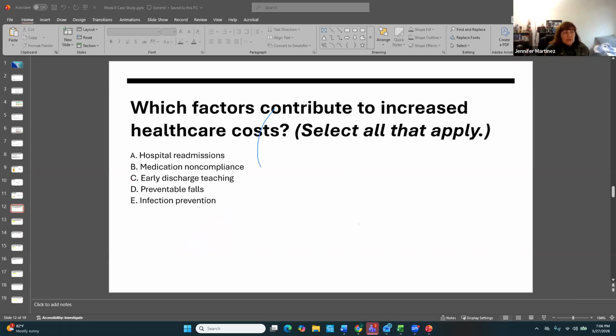Which factors contribute to increased healthcare costs? Select all that apply. So we have hospital readmissions, medication noncompliance, early discharge teaching, preventable falls, infection prevention. Which of those can contribute to increased healthcare costs? A and B. All right, let's see. Preventable falls. Okay, now, not all falls are preventable. We know that, but we need to make sure that all of our fall precautions are put into place, right?